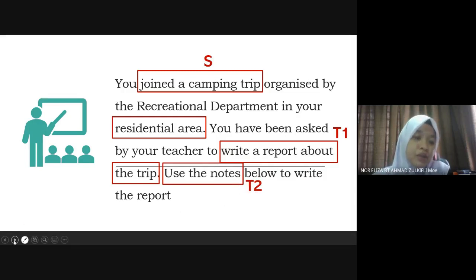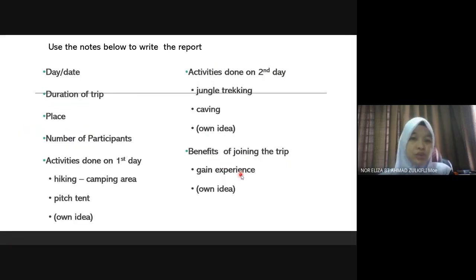Okay, now let's go to the next one. We're going to the notes. These are the notes. When you get notes like this, you see, use the notes below to write the report. This is actually what I've taken from the slide before. How many points do you have here that you must add in your essay? Look at the notes here. What must be included are all in here. You must use all the notes here.